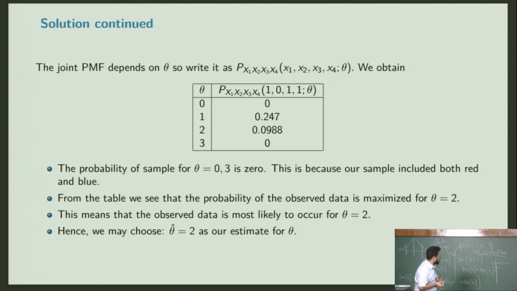Here I think I may have made some mistake, because it should be the maximum value. I believe it is 0.0247, and this is the highest one because the other is 0.09. So we report that. For theta equal to 0, the probability is 0. Why? Theta 0 means there were no blue balls, but we didn't see that in the data. So it's good that we are getting 0, because that was not the case.